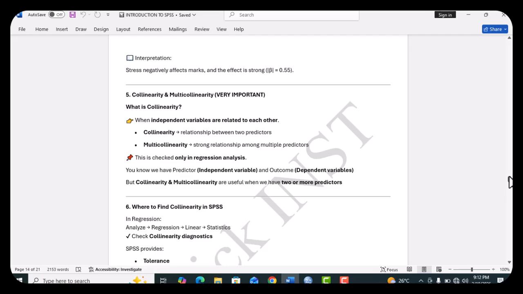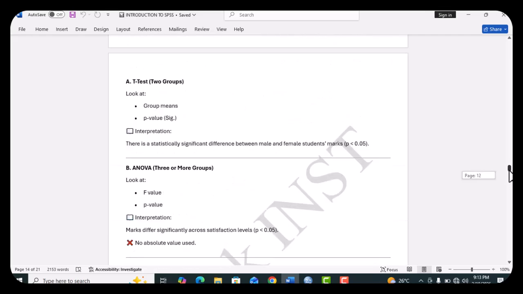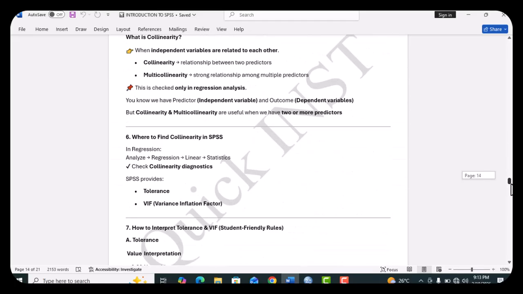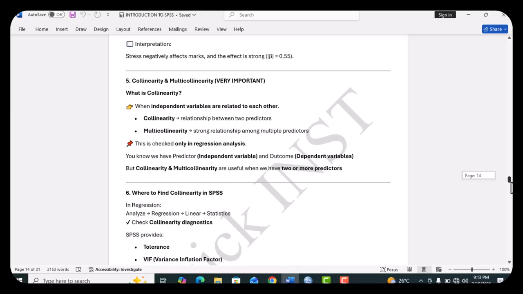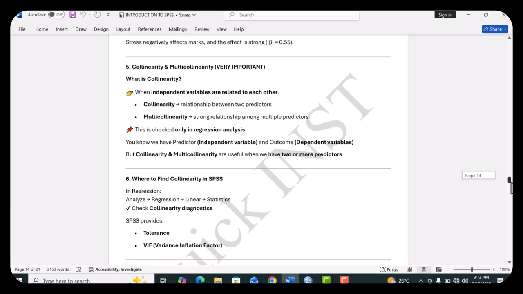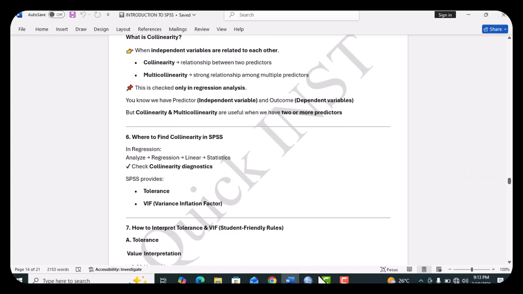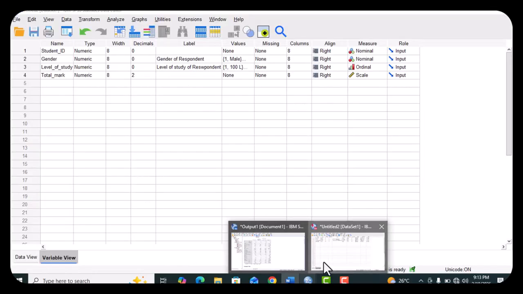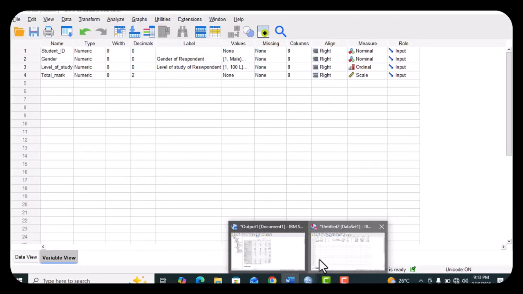Collinearity and multicollinearity are useful when you have two or more predictors. To find collinearity in SPSS, you go to Analyze, then Regression, and you check on Linear. That's where you find it, because we are not doing anything like collinearity here. So that's how to check.